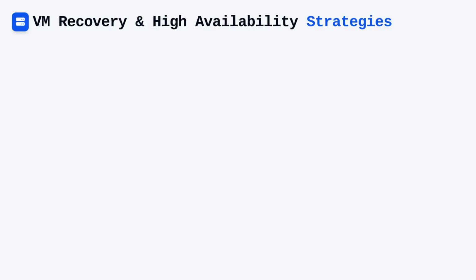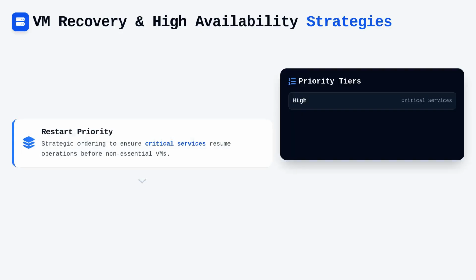Effective recovery also relies on the concept of VM restart priority, which dictates the order in which virtual machines are recovered after a host failure. We can assign specific priority levels to VMs such as default, low, or high, ensuring that critical services resume operations before secondary or non-essential virtual machines.